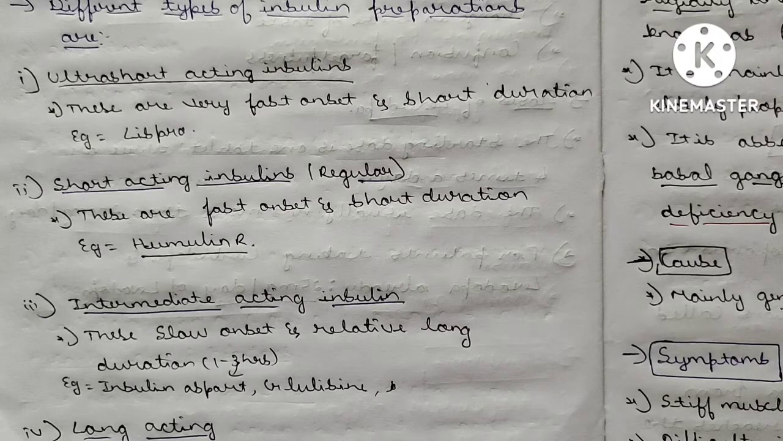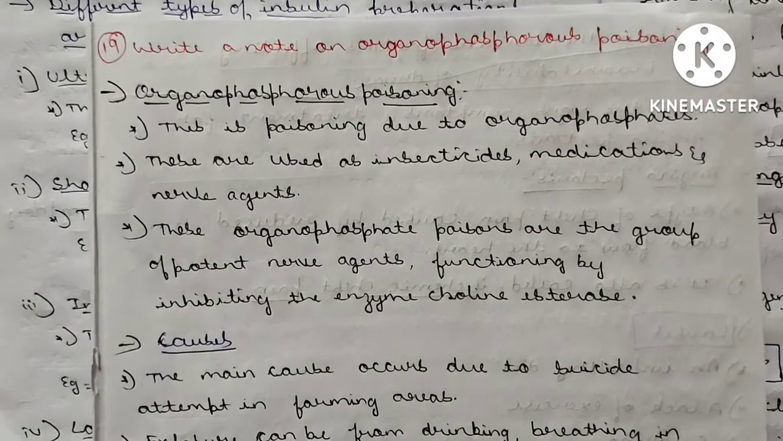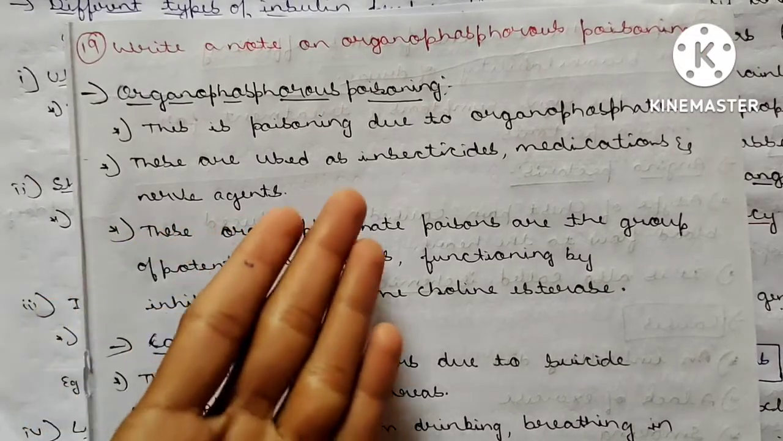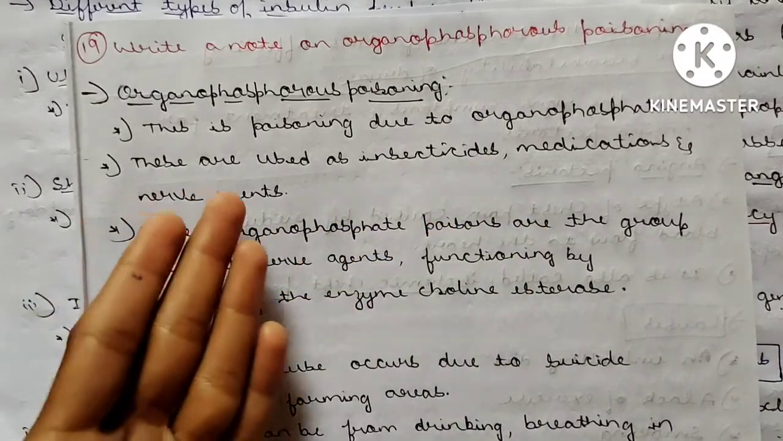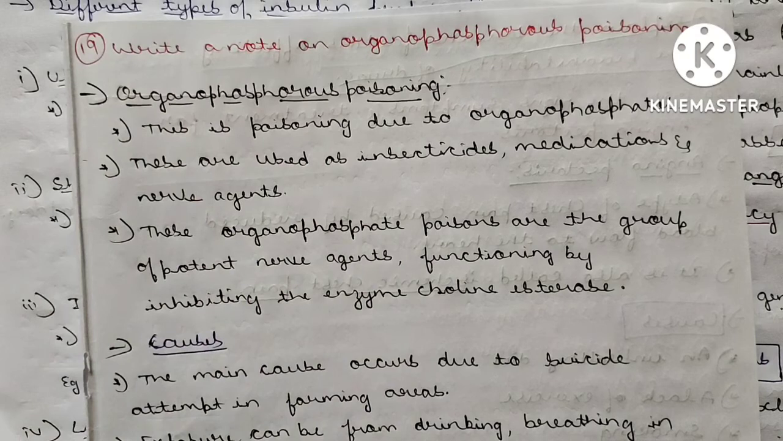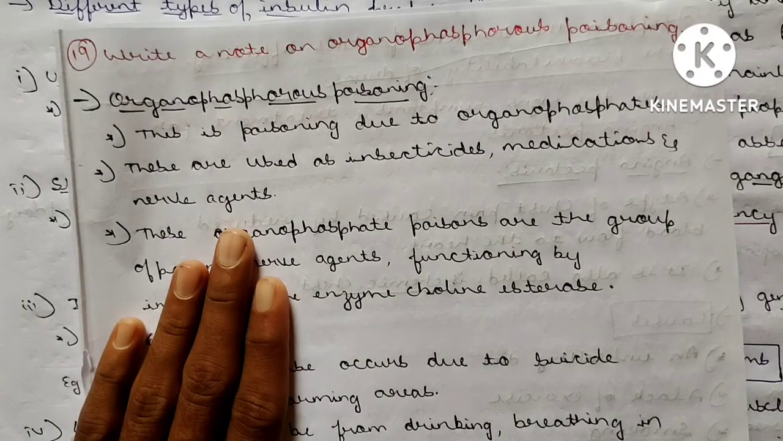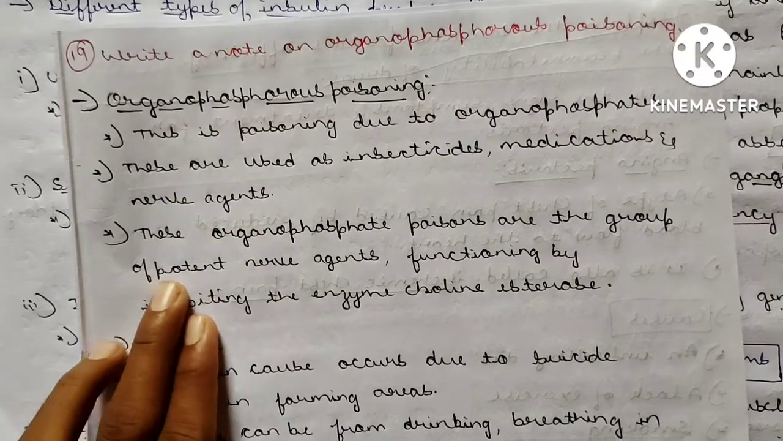Yes, this one, organophosphorus poisoning. Organophosphorus poisoning, simple, is poisoning due to organophosphates. They are used as insecticides, medications and nerve agents. These questions are repeated where? They get repeated in Pharmaceutical Chemistry 2.